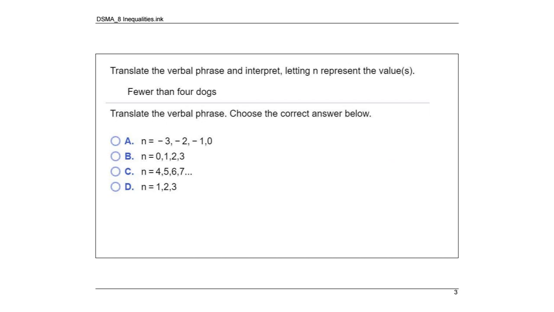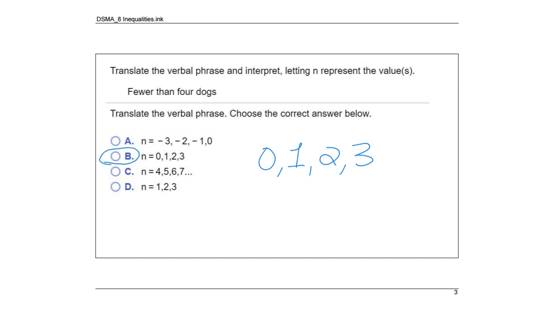All right, this one is fewer than 4 dogs. Okay, so we can't have 4 dogs. We can have 3 dogs because that's fewer than 4. We can have 2 dogs. We can have 1 dog. And we have to be careful here. We actually could have no dogs, right? There are people who have no dogs. I don't understand that because I have 4 dogs. But it does happen. Therefore, the answer is B.